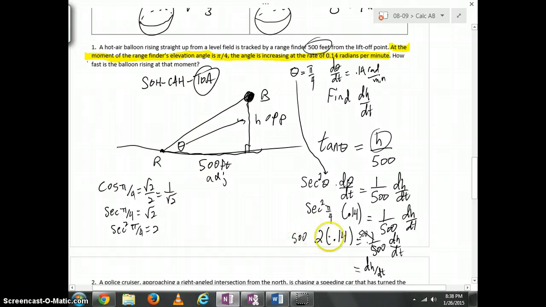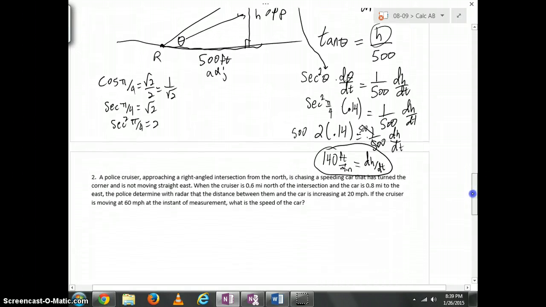by 5 times 100. 100 times 0.14 is 14. 14 times 5 then would be 70, and 70 times 2 would be 140. So that would be 140 feet per minute. And that is the rate, how fast the balloon is rising at that particular moment. Well, let's take a look at a second question.